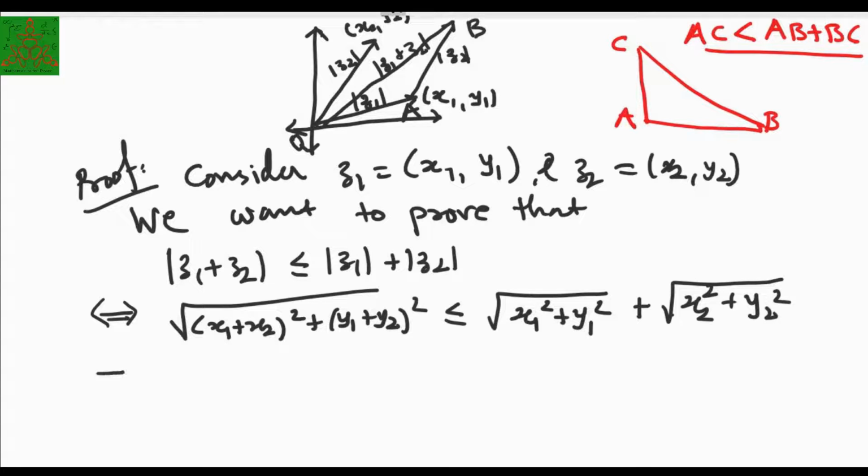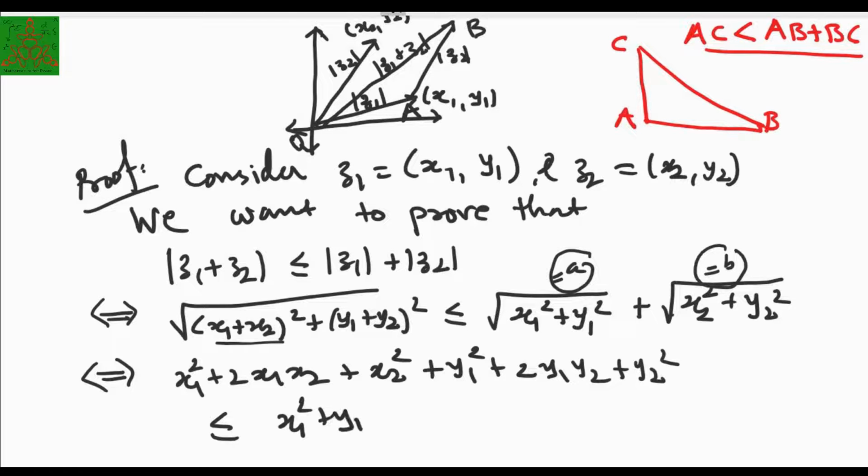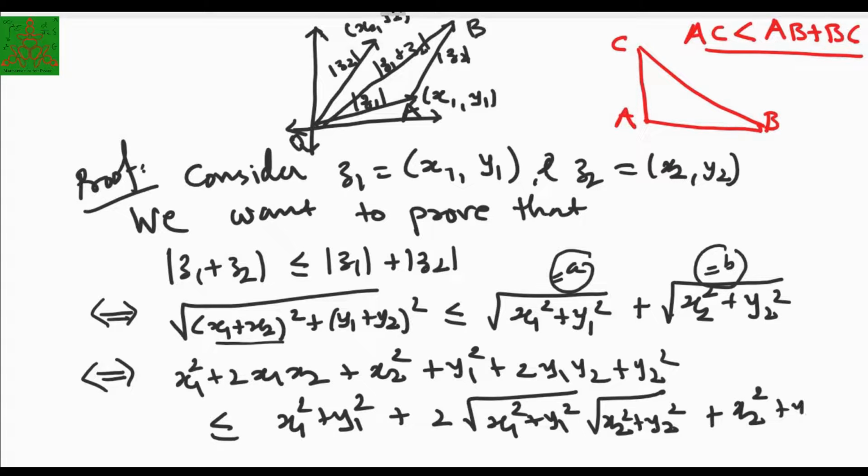If I square both sides, this statement is equivalent to expanding the brackets. We get x1 square plus 2 times x1 x2 plus x2 square plus y1 square plus 2 times y1 y2 plus y2 square, which is less than or equal to, if you consider this quantity as A and this quantity as B, the square of A plus B: x1 square plus y1 square plus 2 times the square root of x1 square plus y1 square and the square root of x2 square plus y2 square, plus x2 square plus y2 square, that is the square of B.